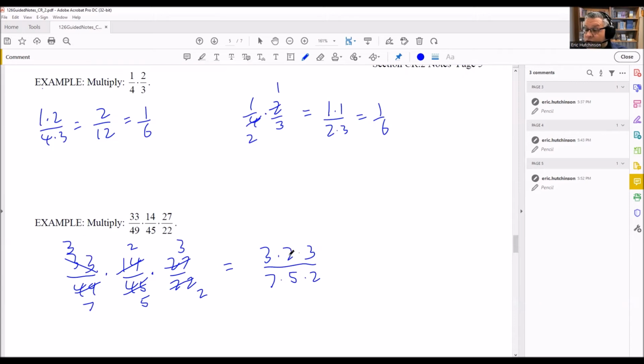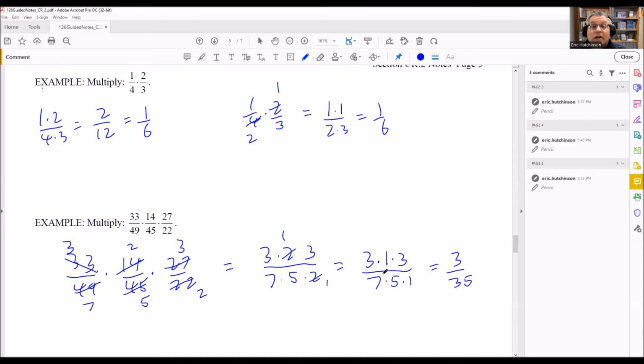There's some 2's left over. Okay. Well, now that I can divide by 2 and I get a 1, divide this by 2 and I get a 1. So now I have 3 times 1 times 3 over 7 times 5 times 1, just like that. Okay. Or the ones I wouldn't even need to write there. So now I just end up with a 3 over 35. And that would be it.